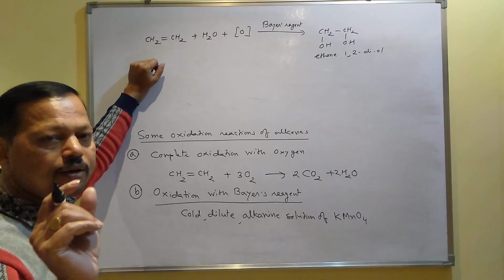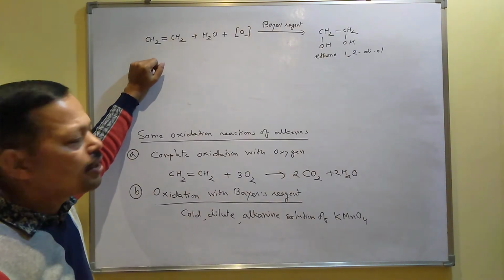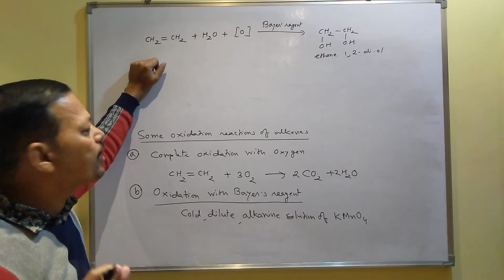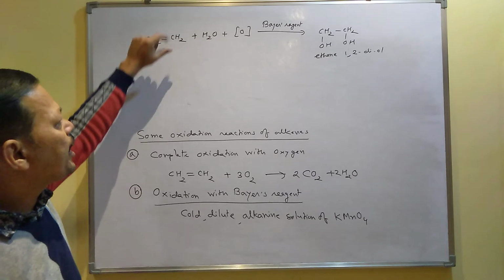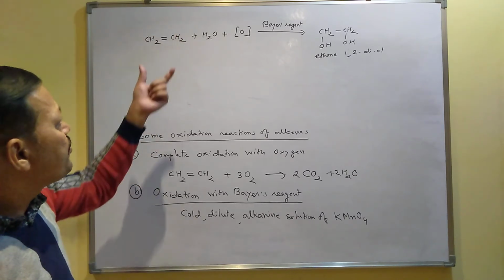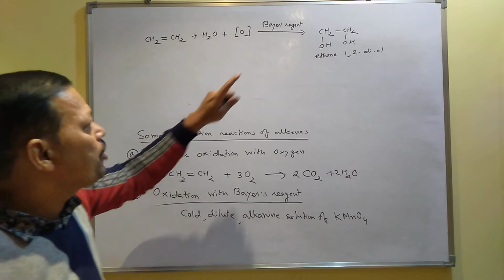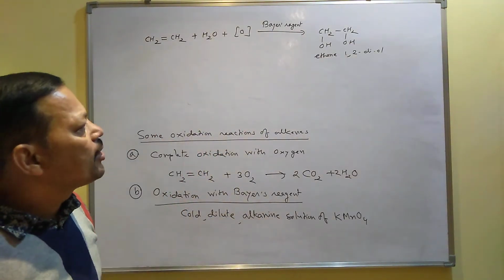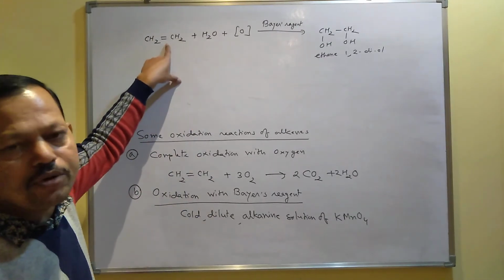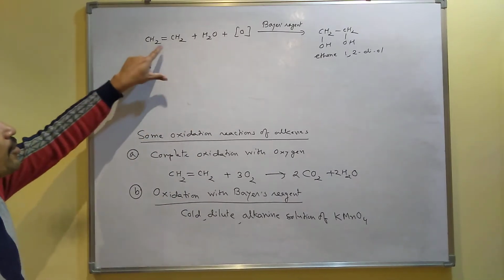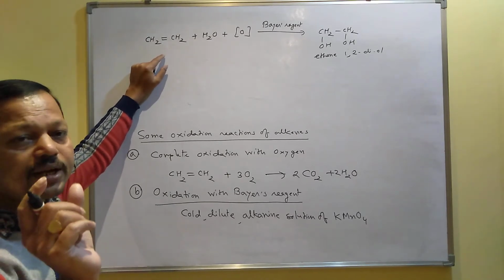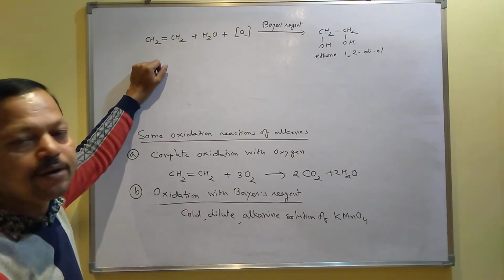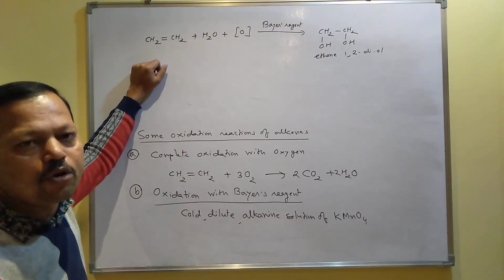That is why when a hydrocarbon is given to you and you want to confirm whether your hydrocarbon is saturated or unsaturated, then you can apply this reaction. If the hydrocarbon is unsaturated, when you apply Bayer's reagent, then the pink color of potassium permanganate disappears. Then the compound is unsaturated. But if the compound is saturated, if it contains only carbon-carbon single bonds, then when you apply Bayer's reagent, the potassium permanganate pink color will not disappear.